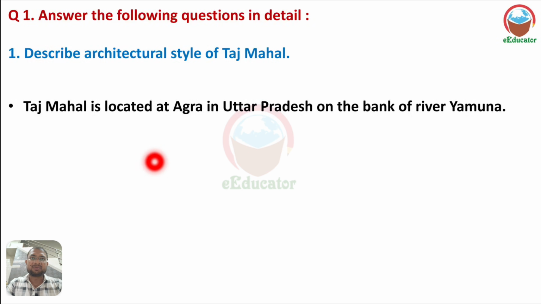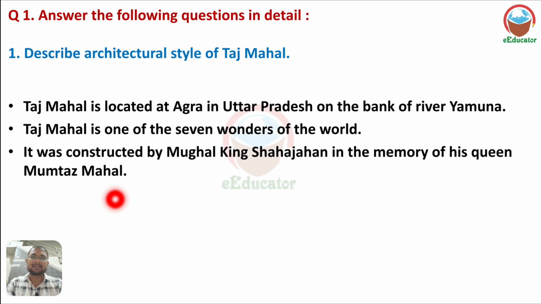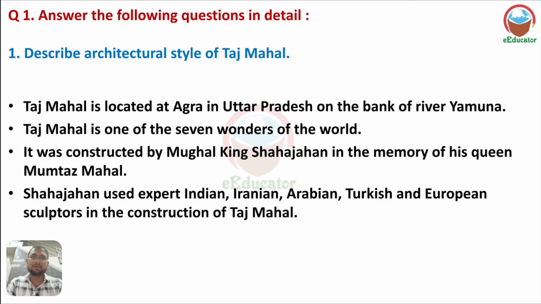Taj Mahal is located in Agra in Uttar Pradesh on the bank of river Yamuna. It is one of the 7 wonders of the world. It was constructed by Mughal King Shah Jahan in the memory of his queen Mumtaz Mahal.